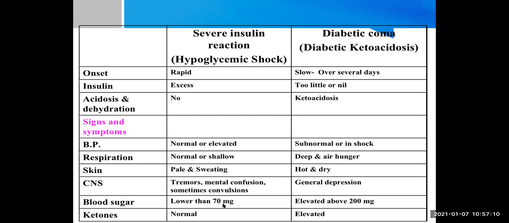Now see this, in hypoglycemia, the blood sugar is lower than 70. It is usually much lower than that, sometimes 20, 30, or even 40. But in DKA, it is usually very high, usually more than 200, or sometimes 300 or even 400. Ketones are normal, meaning they are not formed, and in DKA, they are elevated. So why is this slide included? Sometimes you may confuse hypoglycemic coma with diabetic ketoacidosis. So don't get confused like that.